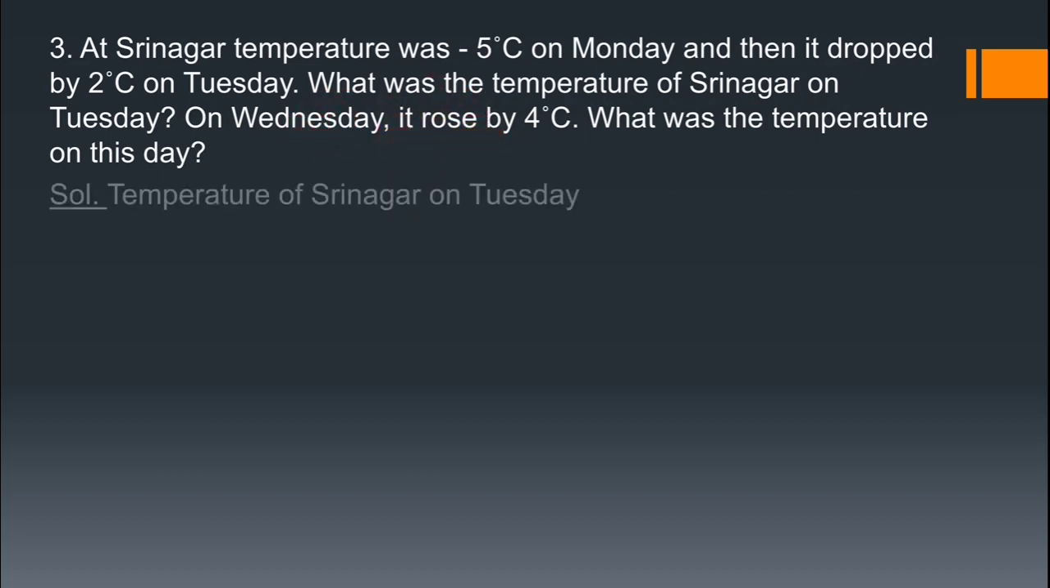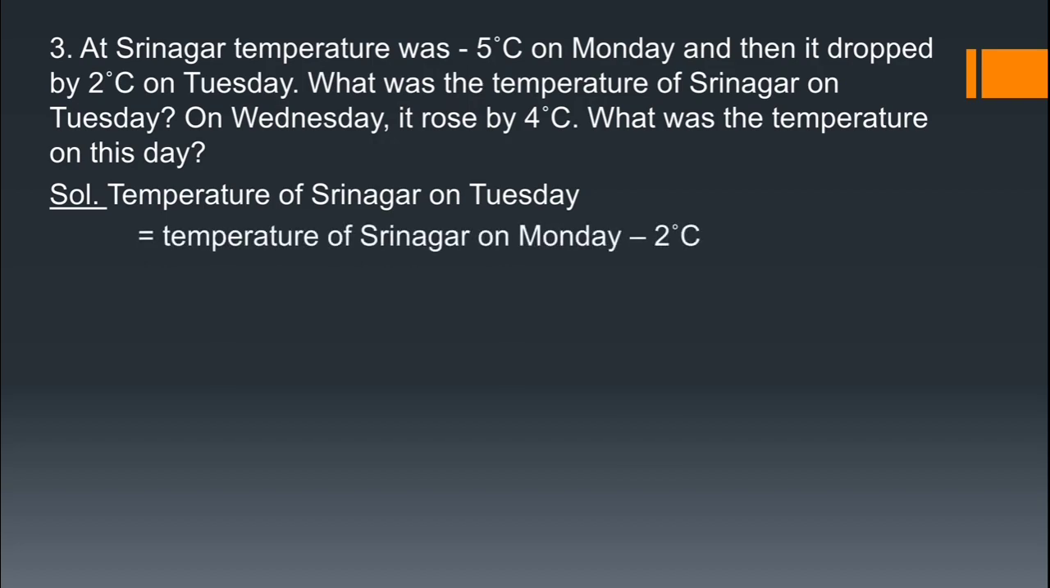So we can write that the temperature of Srinagar on Tuesday will be equal to the temperature of Srinagar on Monday minus 2 degrees centigrade. Why do we subtract 2 degrees centigrade? Because the temperature dropped by 2 degrees centigrade on Tuesday. So it will be equal to minus 5 degrees centigrade, that is the temperature on Monday, minus 2 degrees centigrade. Again it can be written as minus 5 degrees centigrade plus minus 2 degrees centigrade.